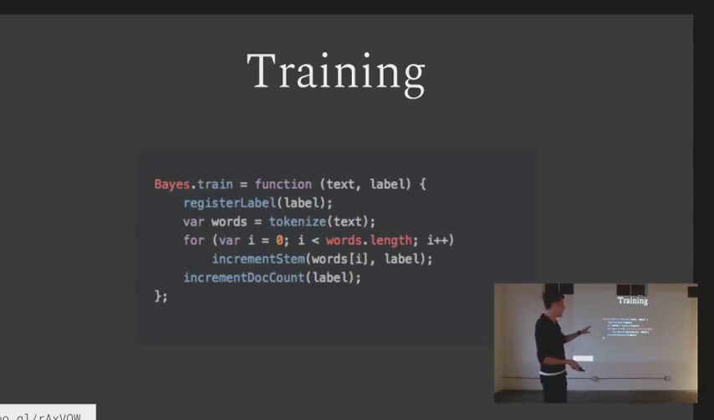We will have word occurrences, so we'll be able to easily say how many times the word vous was seen in a French document. Maybe that was 30 times or something. We'll be able to easily tell that. And then we'll have the total documents that we have for each label, like you were saying, Sandy. That's it. Training is done.